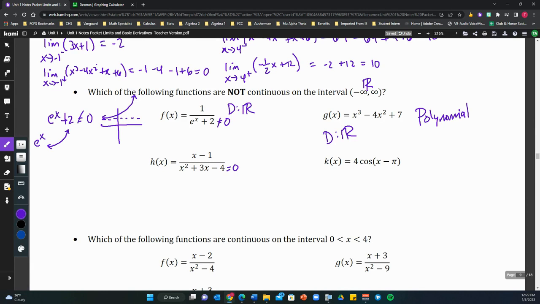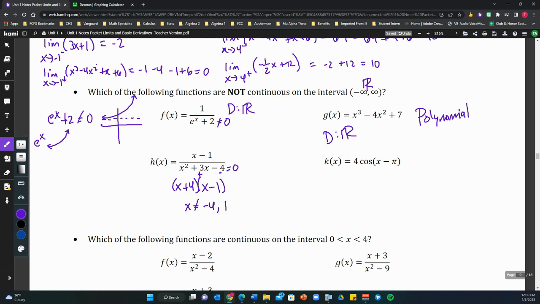This is a quadratic function, so we could try to factor this guy. Numbers that multiply to make negative 4, add to make positive 3. Those would be x plus 4 and x minus 1. So there are two values of x that we must restrict here, negative 4 and positive 1.